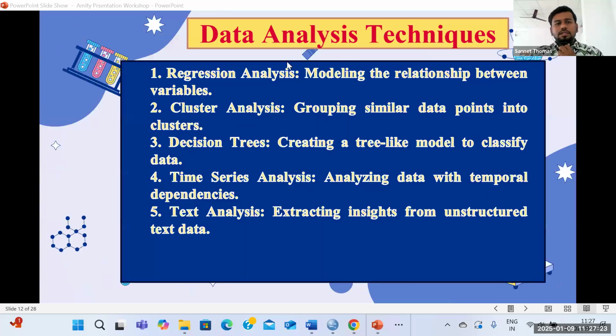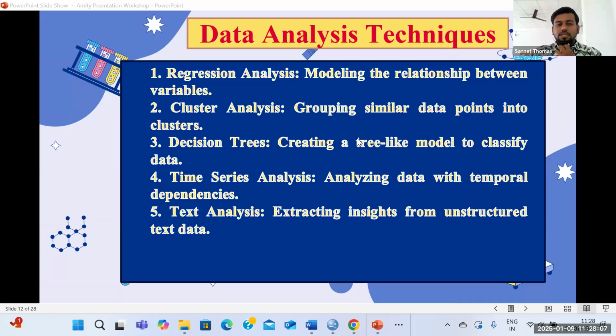And when we look into the data analysis techniques, there are multiple data analysis techniques. Only a few I have mentioned over here. Regression analysis: basically, modeling the relationship between the variables. Then cluster analysis. Cluster analysis means grouping similar data points into clusters. Then decision trees. Decision trees are nothing but creating tree-like models to classify our data. Then time series analysis: if we have data collected based on time points, we can analyze those data, and that analysis is considered time series analysis.